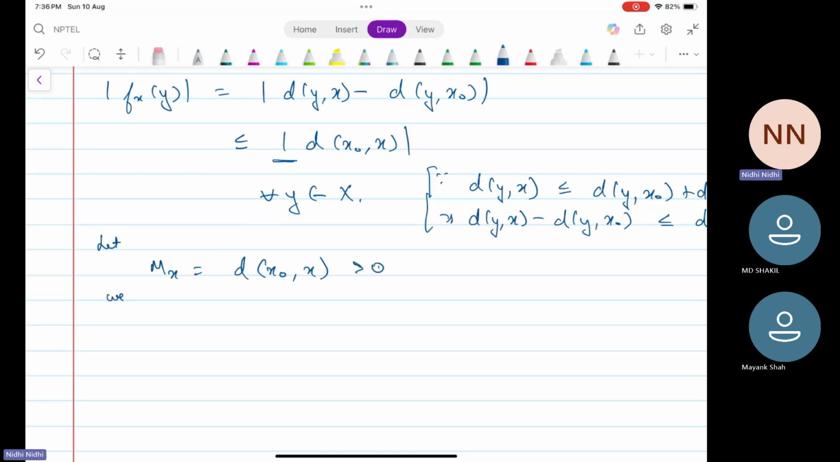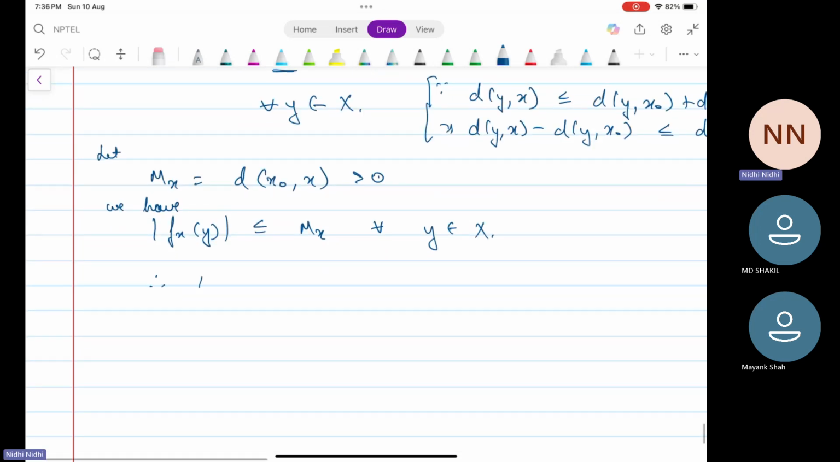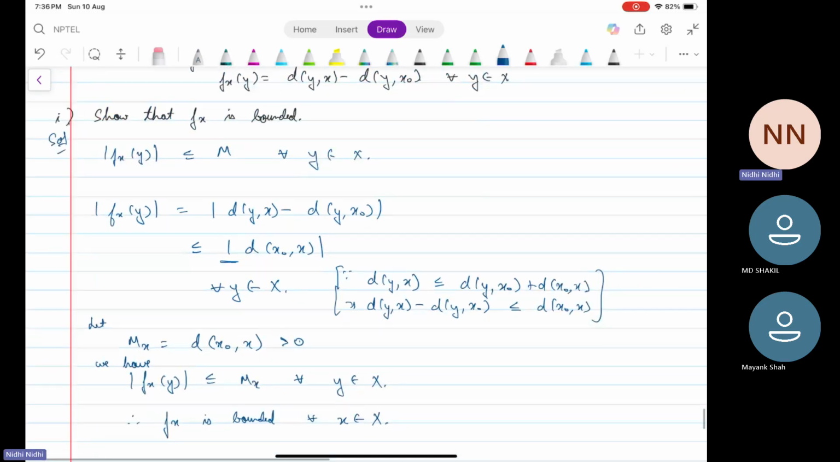So we have the absolute value of f_x(y) is less than or equal to M_x for every y in X. Therefore, f_x is bounded. It need not be uniformly bounded, but it is bounded for every x in X. I hope this boundedness is clear.